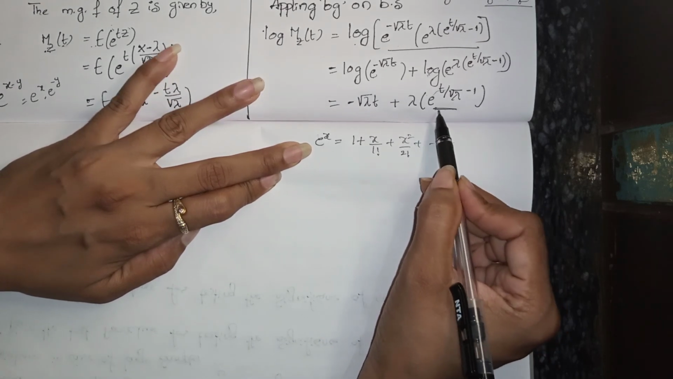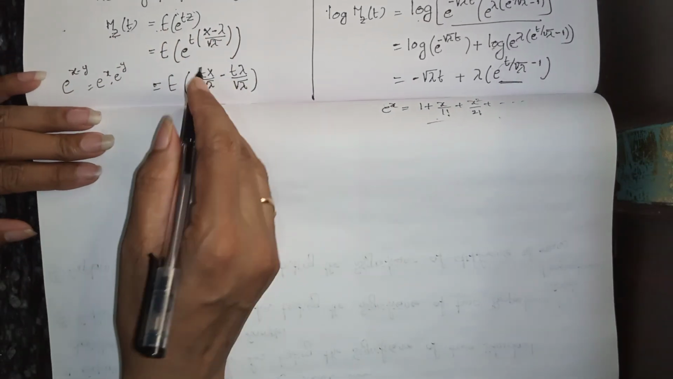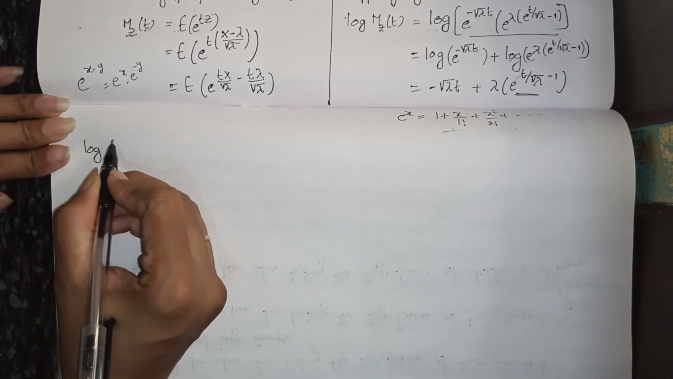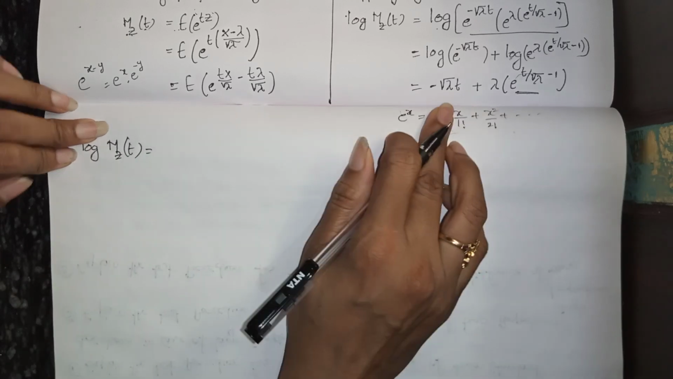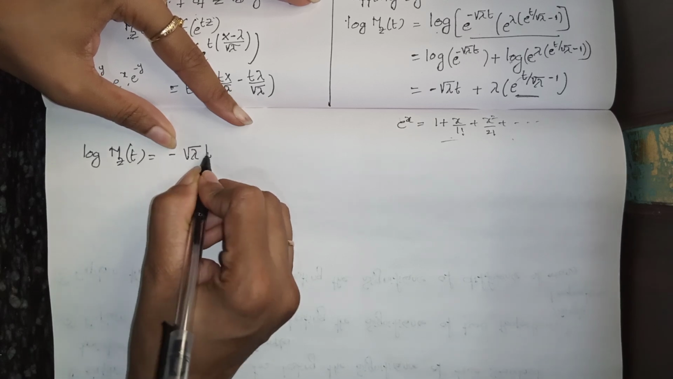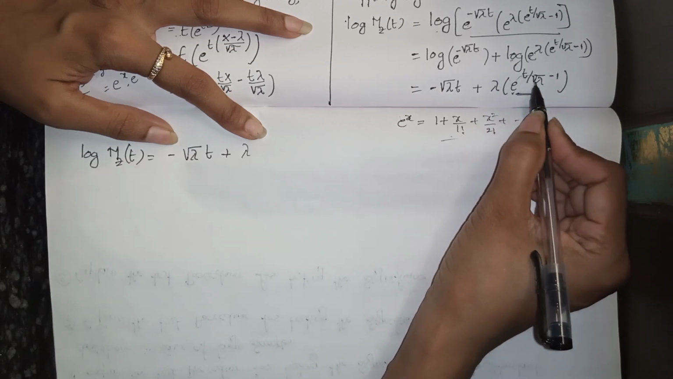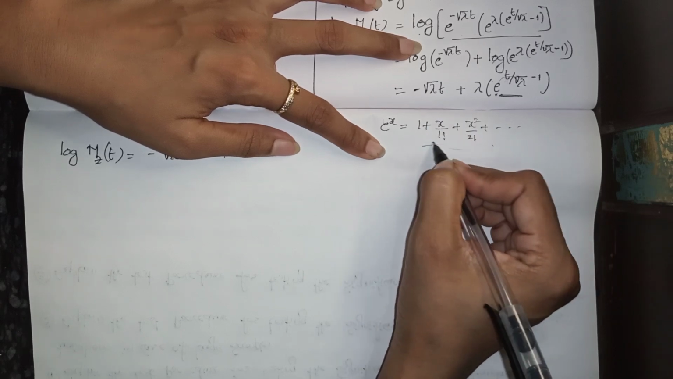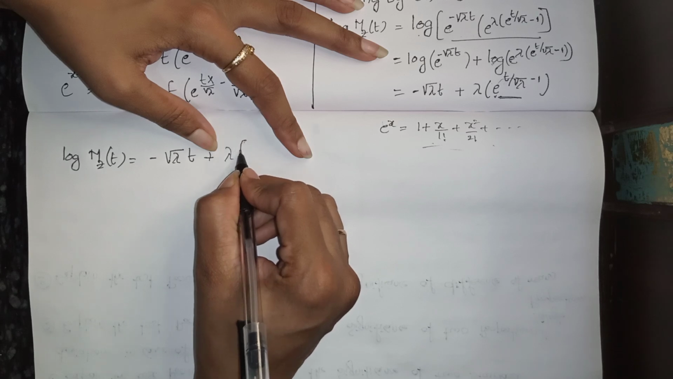Now we are going to take this term in this way. Log m x of t equals, here minus lambda into t plus lambda. So here it is in the form of e power x, so we are going to take this formula. In this way we are going to substitute this one. So we are taking a bracket.